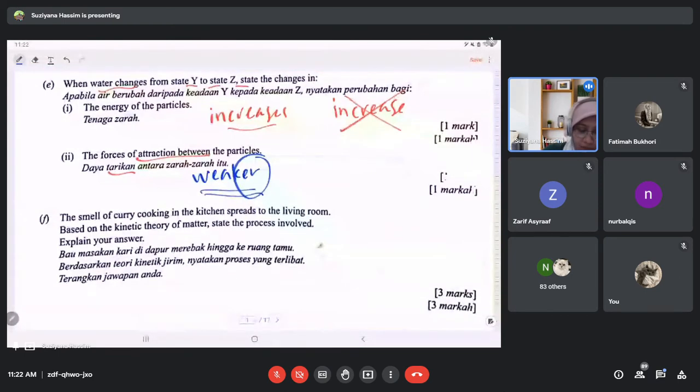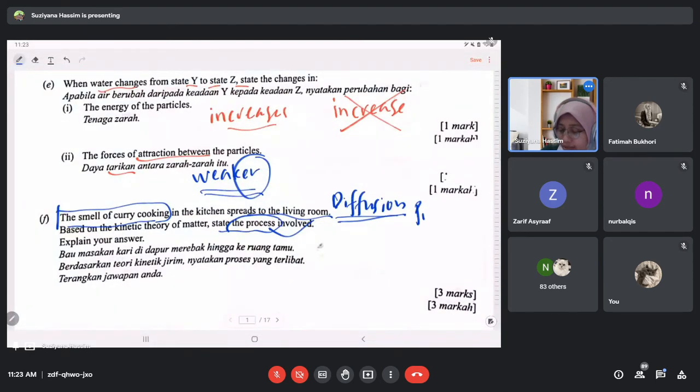The smell of curry cooking. Teacher just cooked curry, right? The smell of curry cooking in the kitchen spreads to the living room. Okay, why can we smell it? Teacher likes durian, right? Teacher is really a durian lover. So if you see durian, wow, how delicious, right? The smell of the durian. So how to explain that? Okay, what process? The process is diffusion. Diffusion process. What is the theory? Kinetic theory of matter. So how to explain this answer, sayang? Okay, are you ready? So we go together. Check it out.